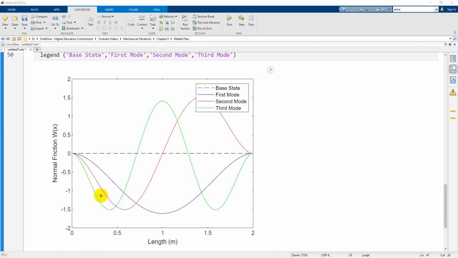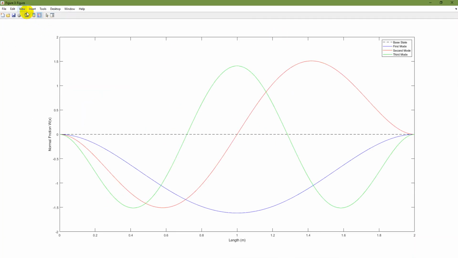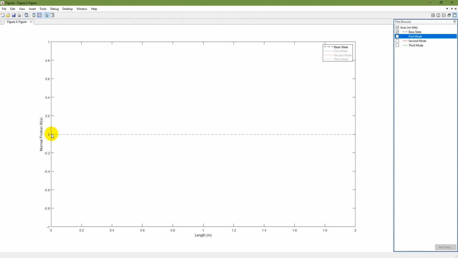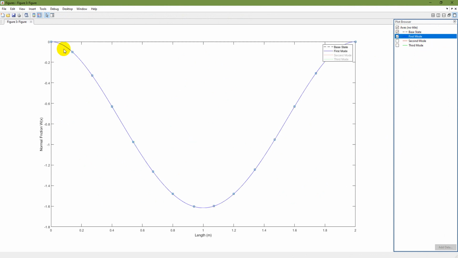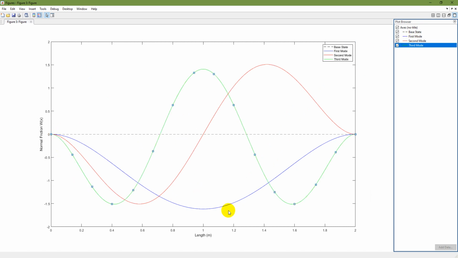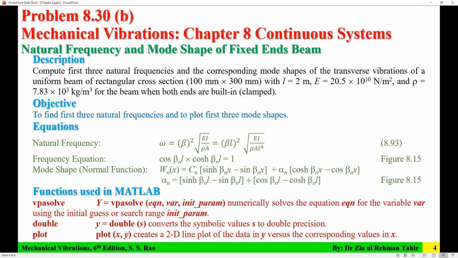When I run that function, those are the mode shapes, these three mode shapes. I am opening the figure in a new window, and here using view plot browser, so I can plot that. So that is the base state, then that is the first mode, then that is the second mode, and then that is the third mode. So the first three modes are plotted. So now that second objective is achieved.